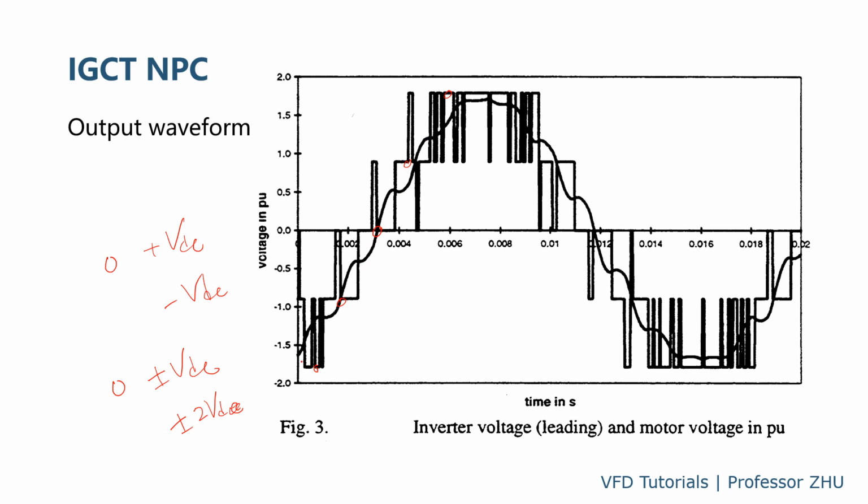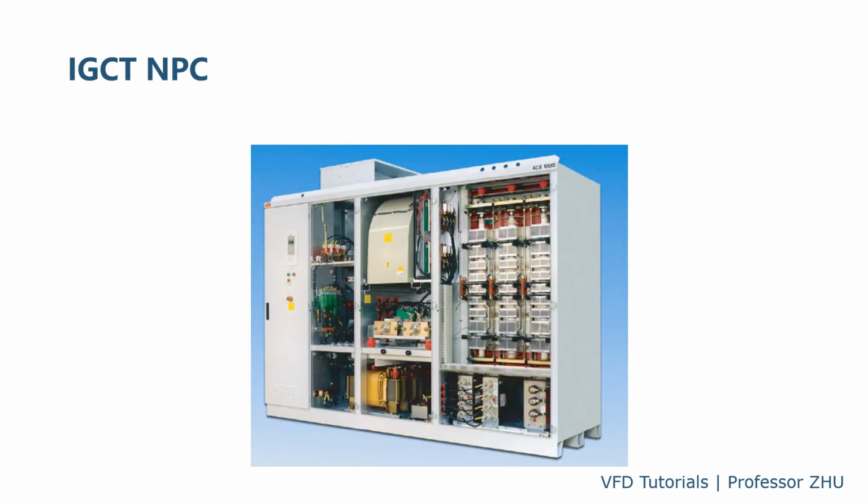And this one is the voltage after the filter on the motor side. So this is an example of the IGCT NPC drive. Actually, this is the ABB ACS 1000.